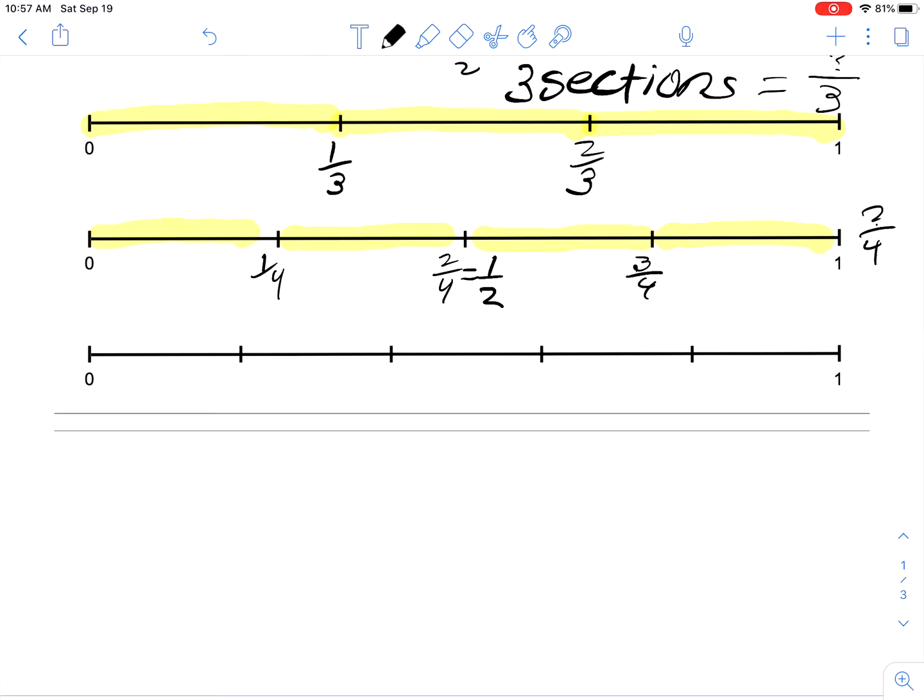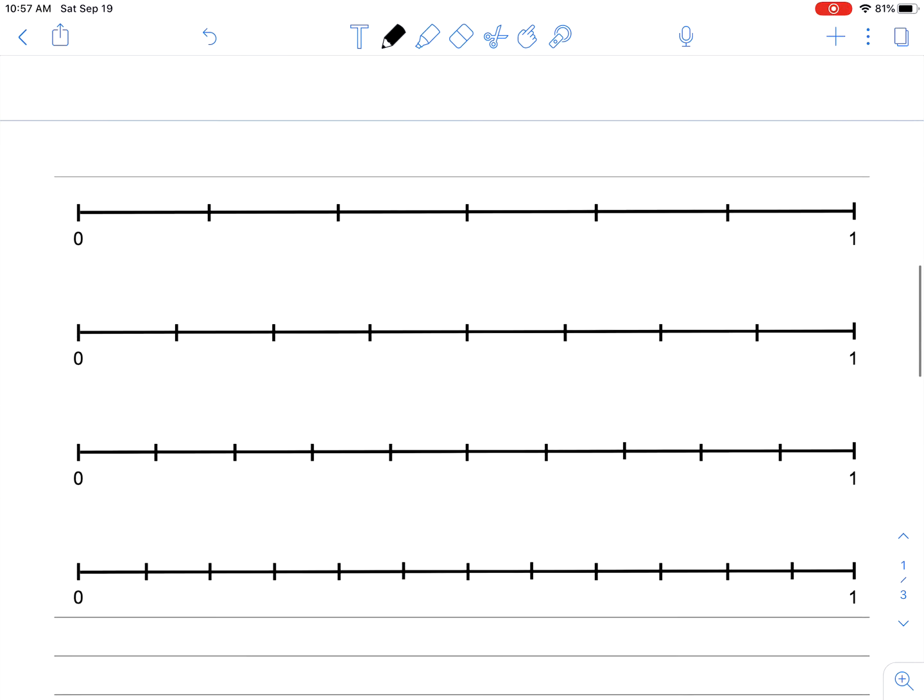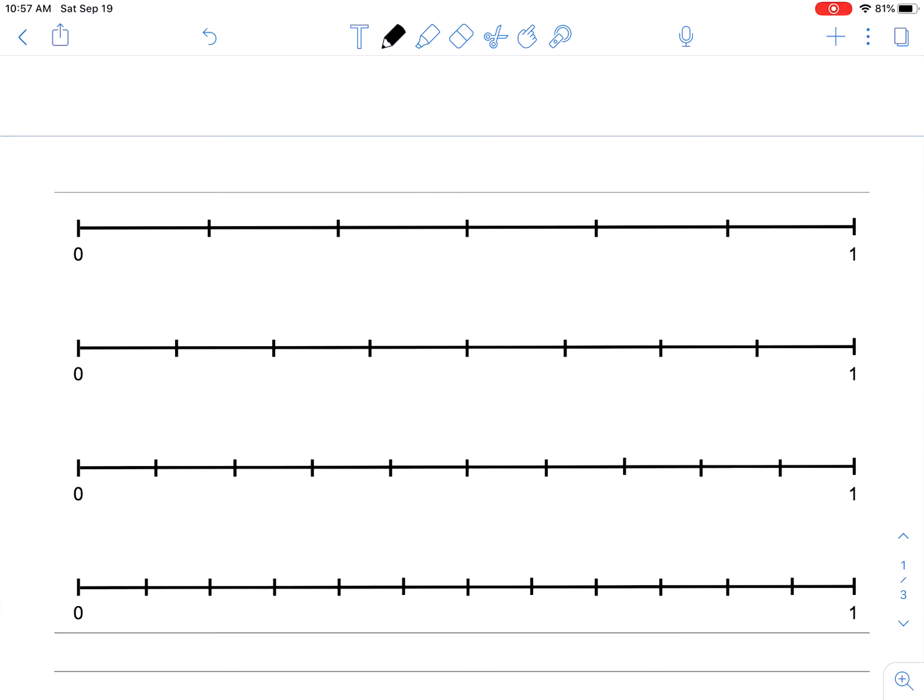Okay? The next one is split into 5 sections, so everything will be over 5. So I'll have 1/5, 2/5, 3/5, 4/5, and looking, I see that there is nothing that I need to simplify. I'm going to skip a couple here. I'm going to go down to this one right here. Let's see how many sections this one is. I'm going to count 1, 2, 3, 4, 5, 6, 7, 8, 9, 10 sections.